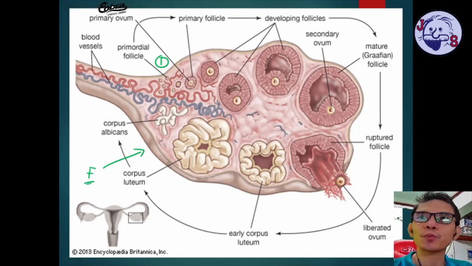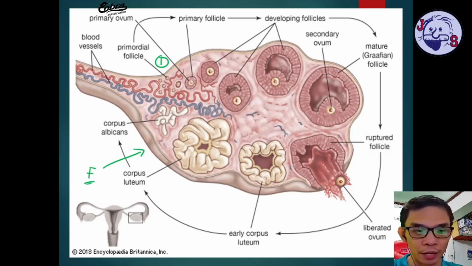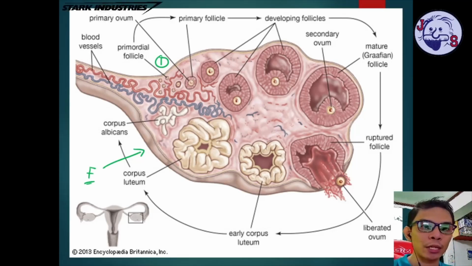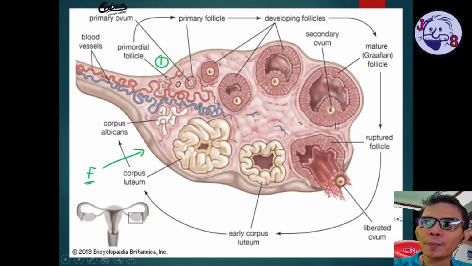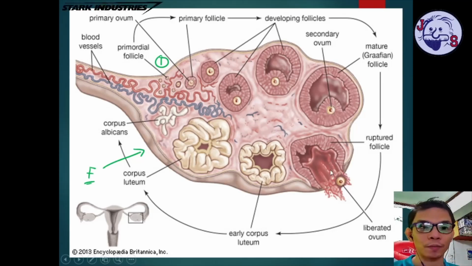It starts first with the primordial follicle. These follicles that you have right here are the ones that secrete the estrogen. Once the estrogen is being secreted, it will trigger the maturation or development of the follicle to become an egg cell or ovum. As it develops, the egg cell also develops on it. In this case, we have here the secondary oocyte, and it will undergo the process called ovulation. Ovulation is the process of releasing the egg from the ovary down to the fallopian tube.